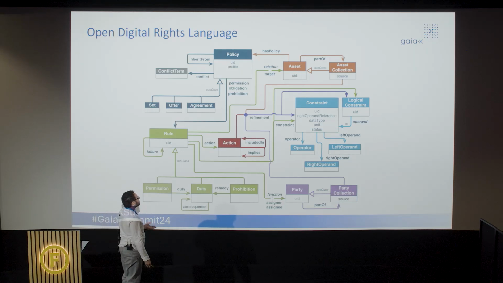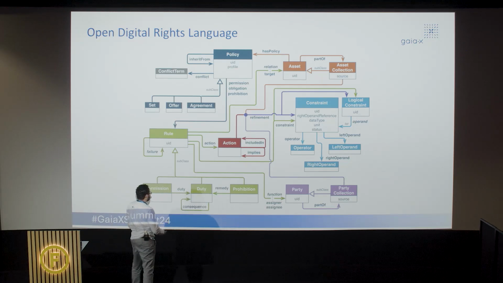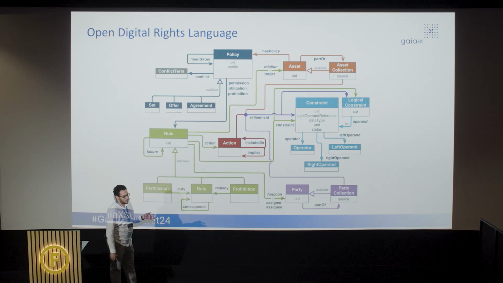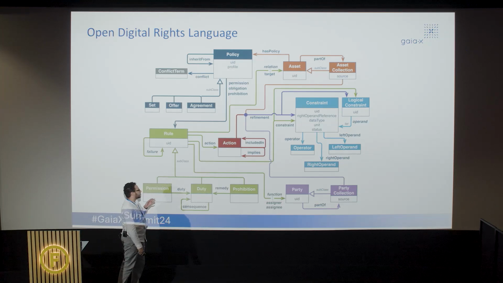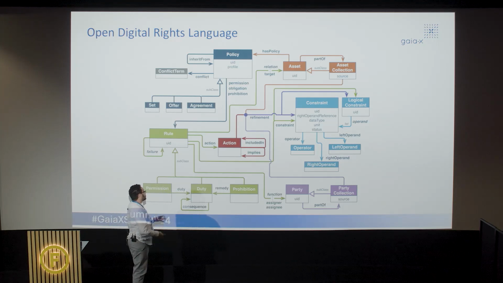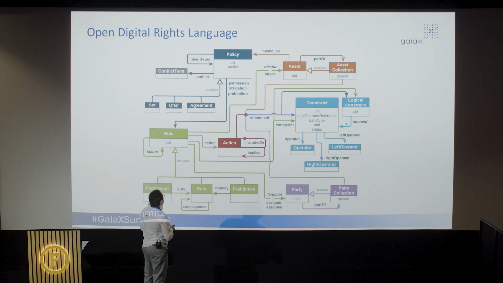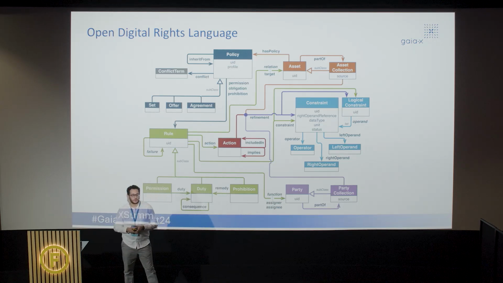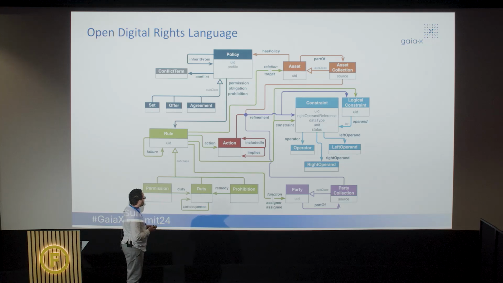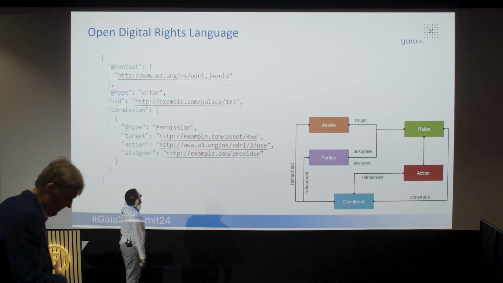But basically it's just policies that describe rules. Rules are permissions, duties, and prohibitions: what you can do, what you must do, and what you can't do. And those things apply regarding an asset. Sometimes there are constraints, for example you can use this asset for a certain duration of time, and an action. What kind of action can you do? For example read, write, the most used ones. We'll see examples afterwards, I think it's the best way to discuss it.